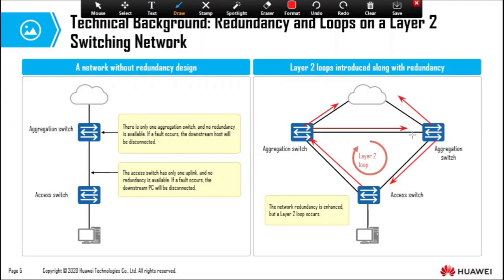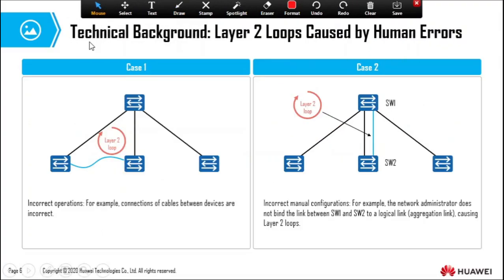Now, as we know, if we have a loop, these frames are going to increase with time. They are going to consume all your bandwidth and CPU resources, or switch resources, and your network is going to shut down. It's going to fail. So that's why we don't want loops in our networks.